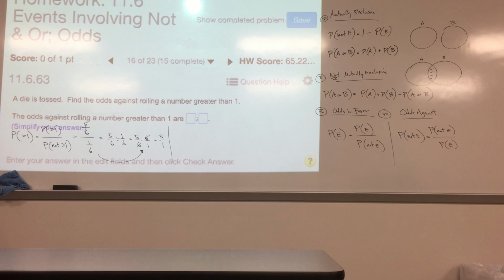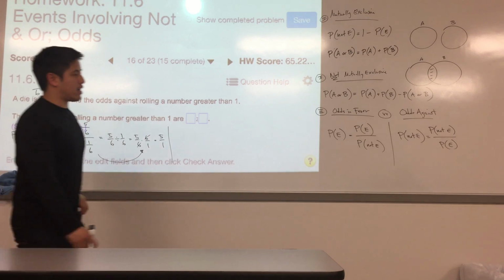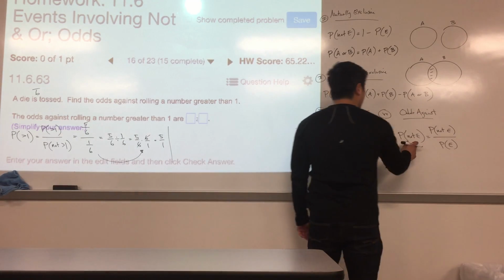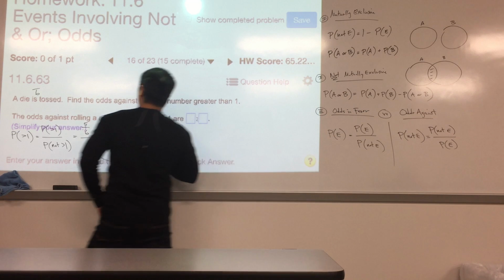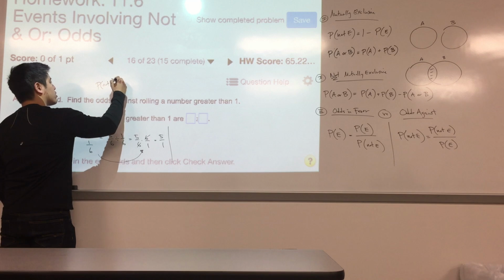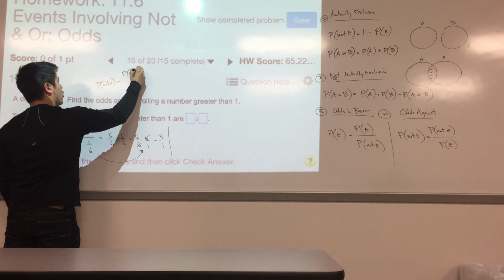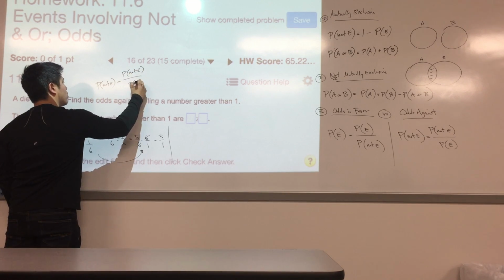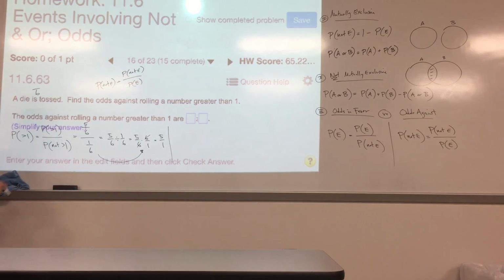A die is tossed. What does it mean right here? Out of 6. Done. Find the odds against. Okay. That means we're doing a "not" situation. Odds against means we're dealing with something not happening, which means that we do the "not" part first, and then the actual possibility of it happening second, in the denominator. Does that make sense, guys?